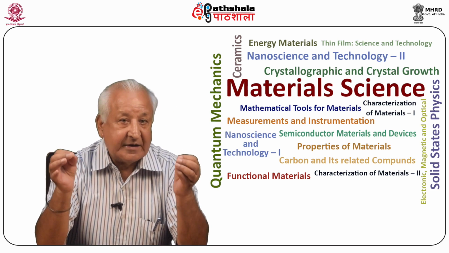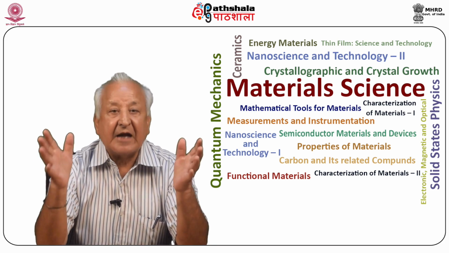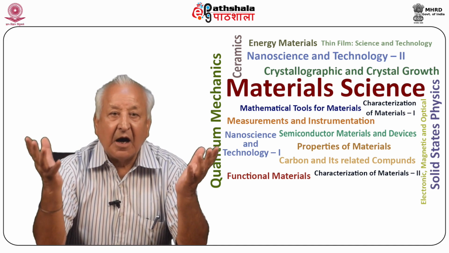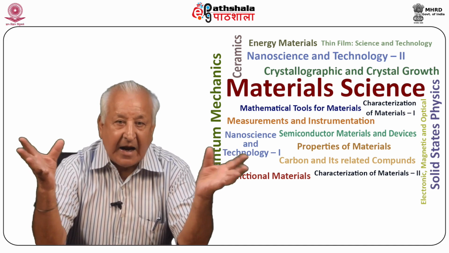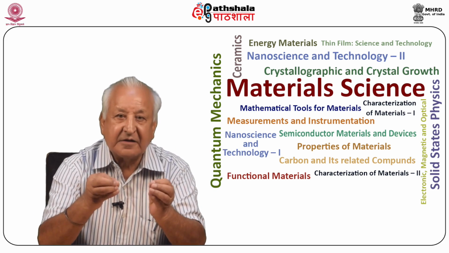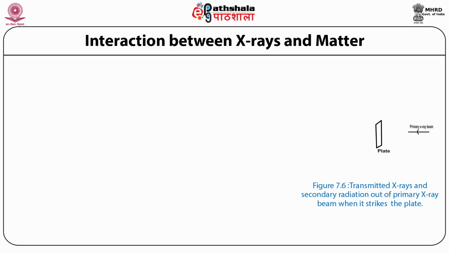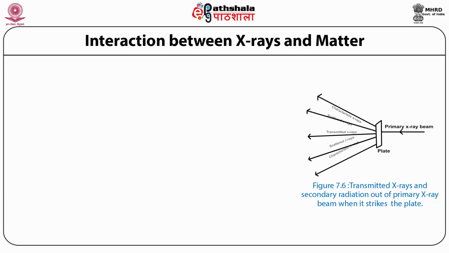Figure 7.6 shows various types of radiation coming out of the plate when the primary X-ray beam strikes the plate. Figure 7.6 shows transmitted X-rays and secondary radiation out of the primary X-ray beam when it strikes the plate.